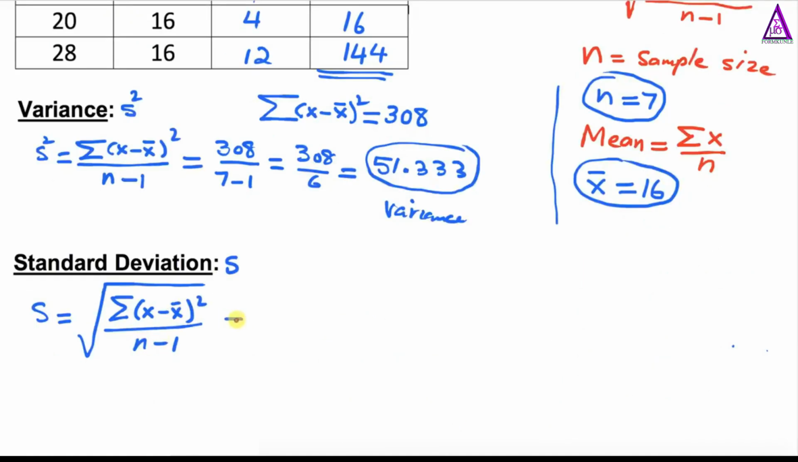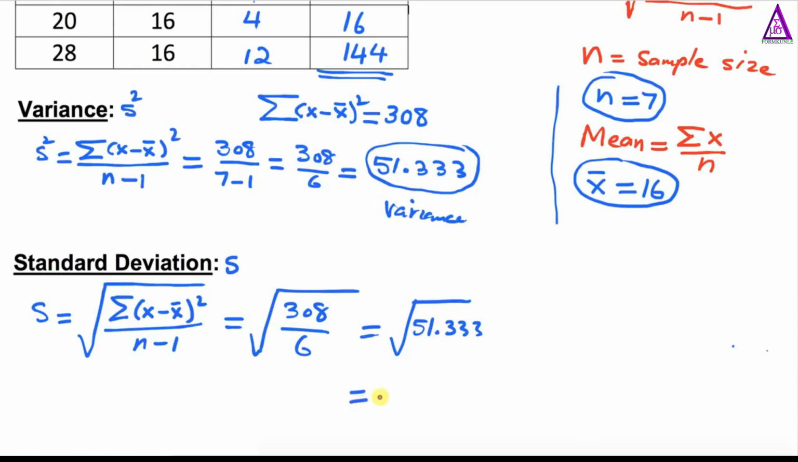And our standard deviation is represented by s. The formula is the square root of 308 divided by 6, which is equal to the square root of 51.333. And when we take the square root of 51.333, we have 7.165, which is our standard deviation. Therefore, our s is equal to 7.165.